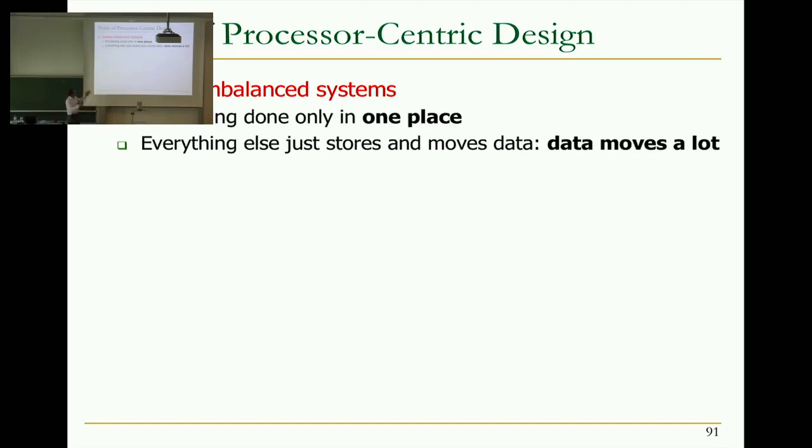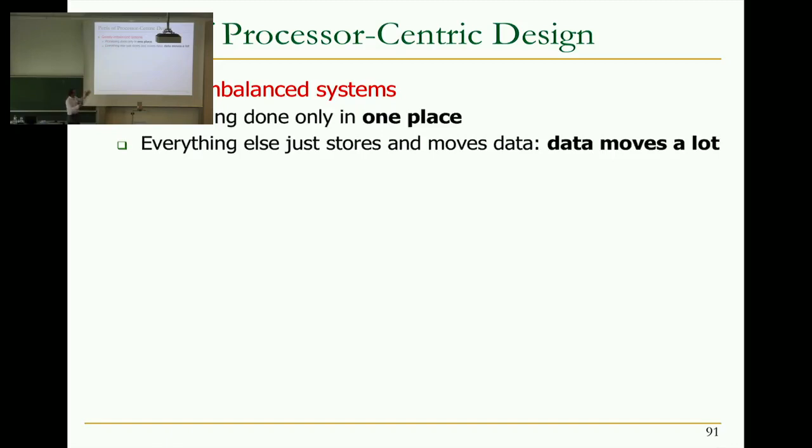Because we're processor-centric, the system is grossly imbalanced. Basically, we're violating a key principle in system design. If you read books on system design, they always say you should have a balanced system. But our system designs begin with imbalanced assumptions because we're processor-centric. Processing is done in only one place. Everything else just stores and moves data.